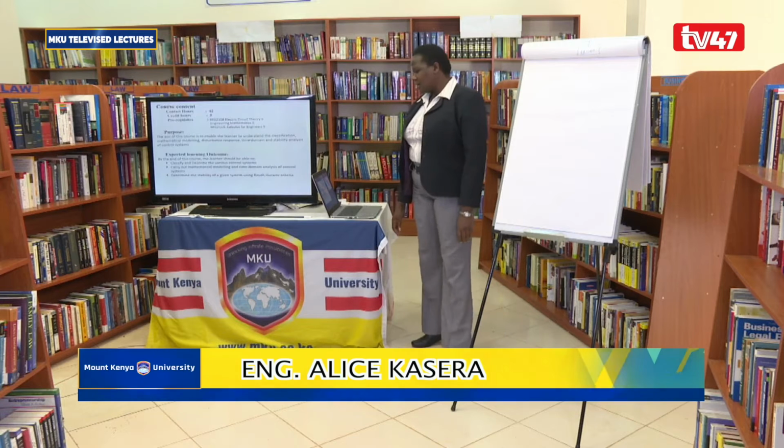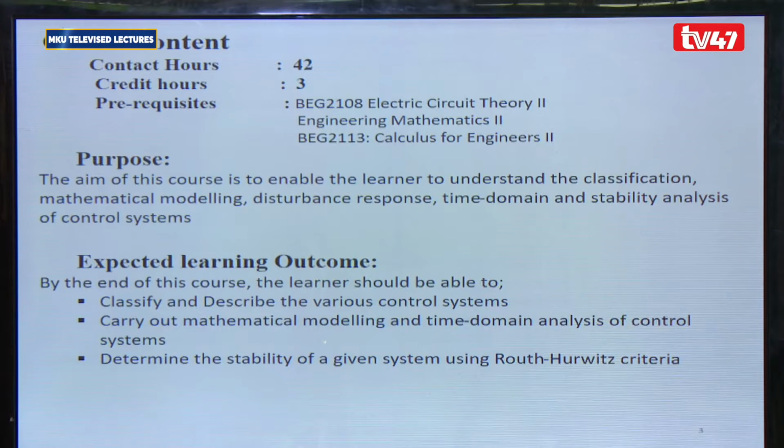Now the course content, I'll take you briefly through it. It takes 42 hours, equivalent to 3 credit hours. Before you do this unit, it is advisable that you do Electric Circuit Theory 2, Engineering Mathematics 2, and Calculus for Engineers 2. These are recommended because you will apply the calculus, the electric circuit theory and the mathematics as we proceed.